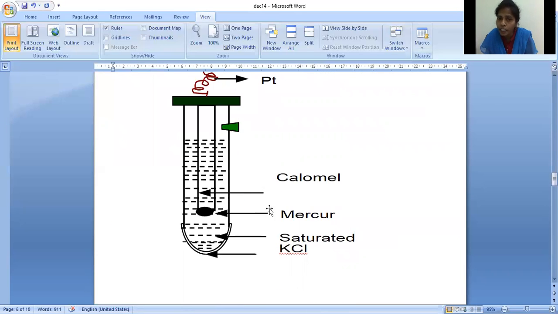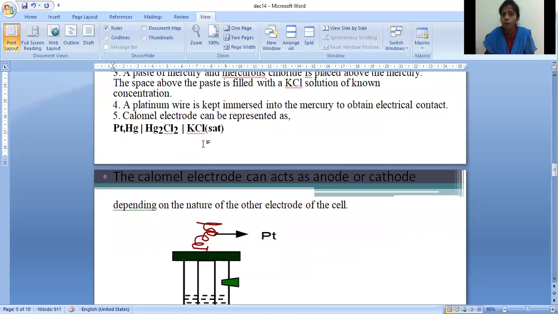What is the electrolyte here? Potassium chloride. It is also called as the calomel. Yes, potassium chloride. So if it is acting as the cathode, reverse. First we need to write KCl slash platinum mercury mercurous chloride. Yes, we need to write reverse in the case of cathode.